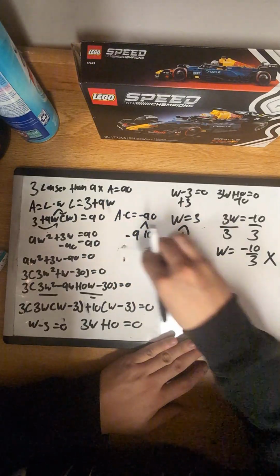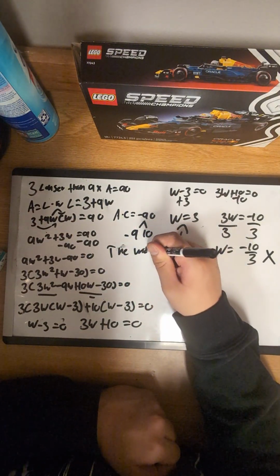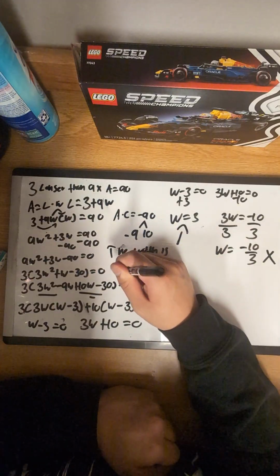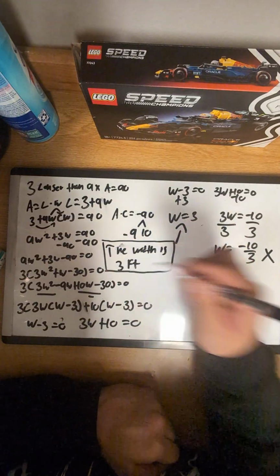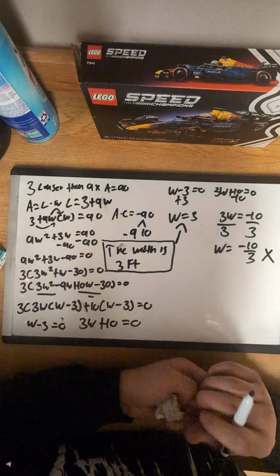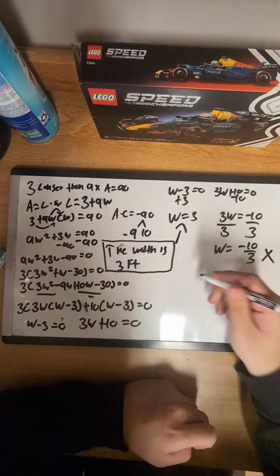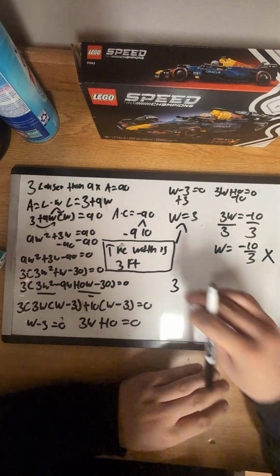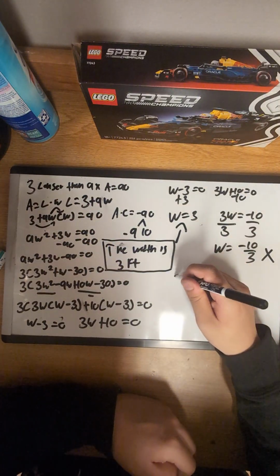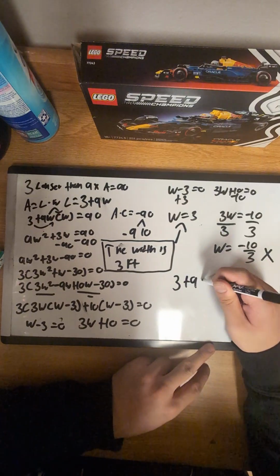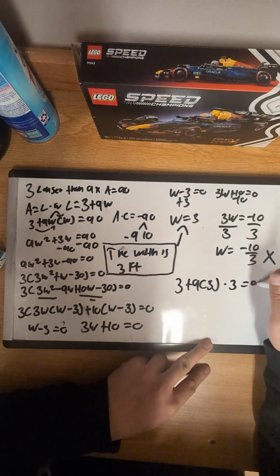I made the box a little bigger so I can write it. The width is 3 feet. And we can go ahead and check this if we feel so inclined. Since I have extra room, I might as well. We'll be using our length equation from earlier all the way up here, so that'd be 3 plus 9 times 3, times 3, equals 90.